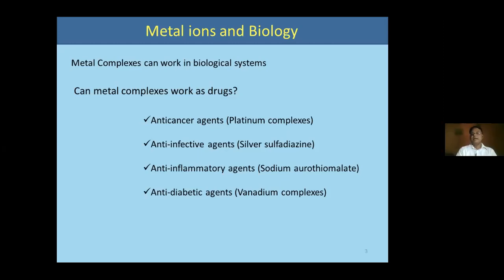Now, if there is a diabetic patient where the insulin is not being secreted in the amount required to lower the blood sugar level, maybe there is a problem in the signaling system. The pancreas is not getting enough signal to secrete the hormone, insulin. So these vanadium complexes go through this complex signaling system and somehow manage to activate the pancreas more, so that it can secrete more insulin and the blood sugar level can be controlled inside the body.